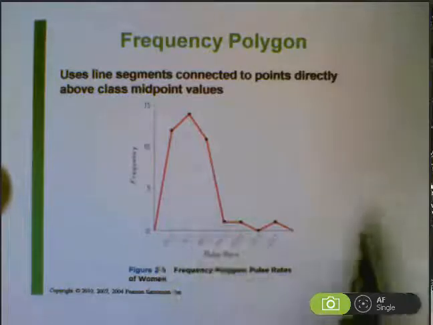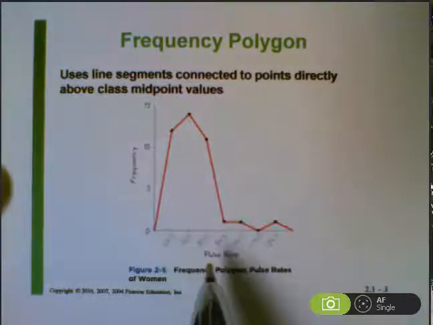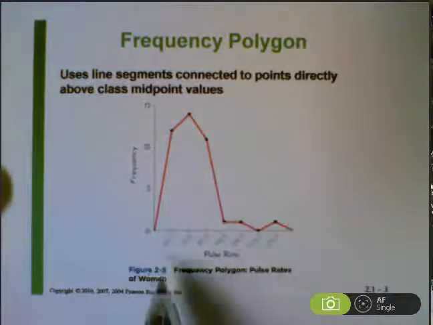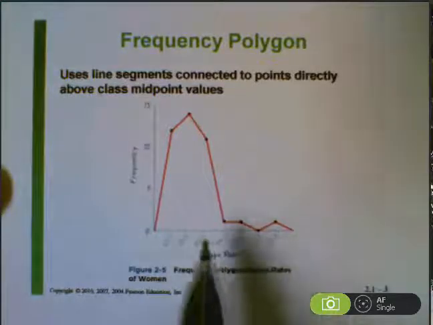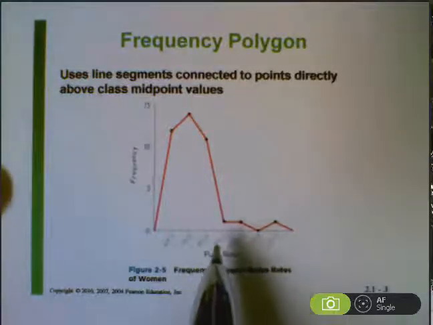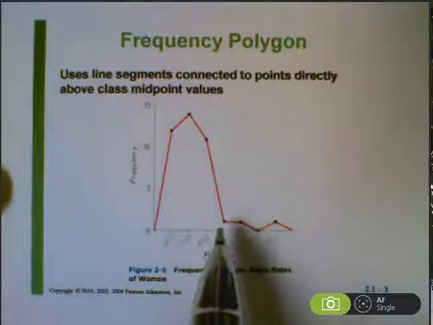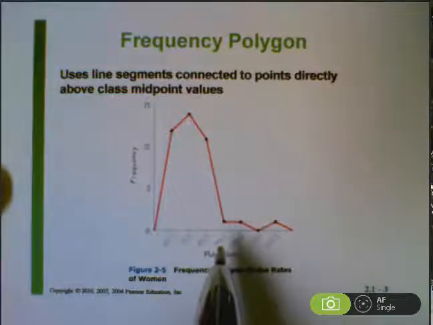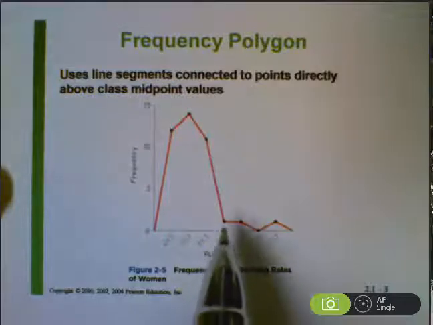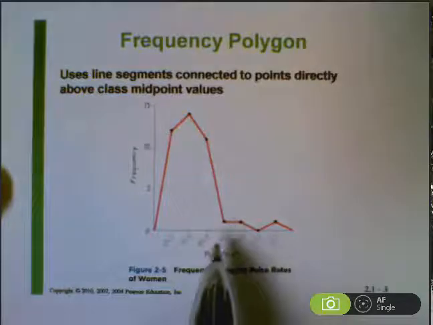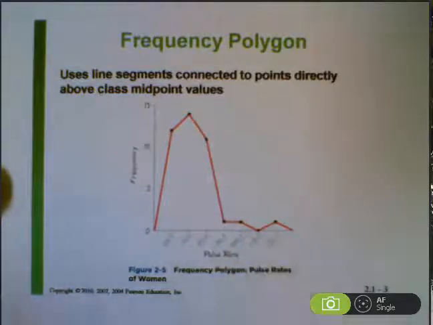We can read the frequency in each of these classes by looking at the corresponding point. It looks like the class whose midpoint was 94.5, that would have been the women who had pulse rates between 90 and 99. It looks like there were maybe only about one or two women who had pulse rates in that class. So that's how you read a frequency polygon.